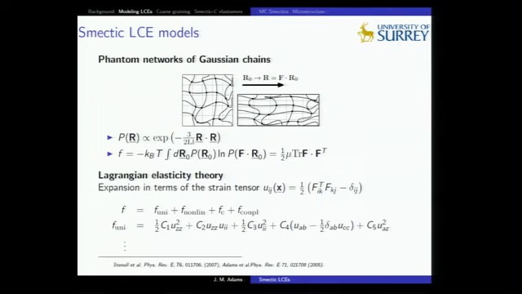So there are various frameworks in which people have tried to explain this. I'm going to talk about a model based on phantom chain Gaussian networks. So we assume that we have a collection of anisotropic Gaussian chains. We can do a quenched average and get something like this Neo-Hookean elasticity formula.